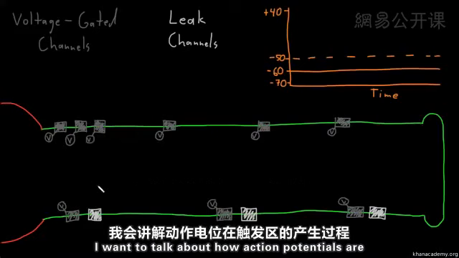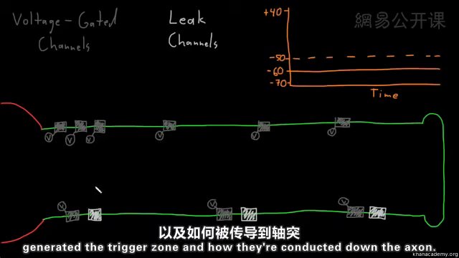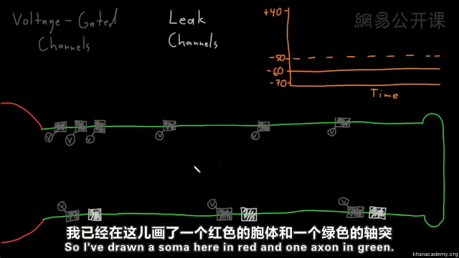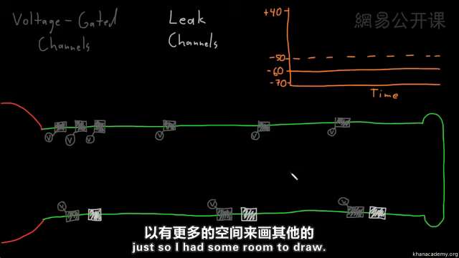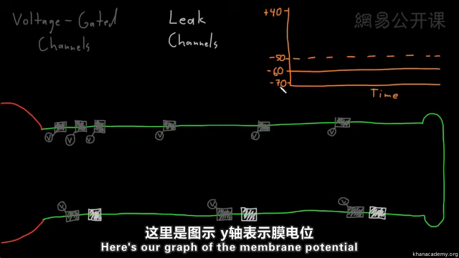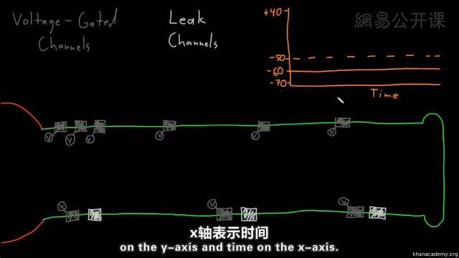In this video, I want to talk about how action potentials are generated at the trigger zone and how they're conducted down the axon. So I've drawn a soma here in red and one axon in green, and I've blown up the axon to a very large size just so I have some room to draw. Here's our graph of the membrane potential on the y-axis and time on the x-axis.